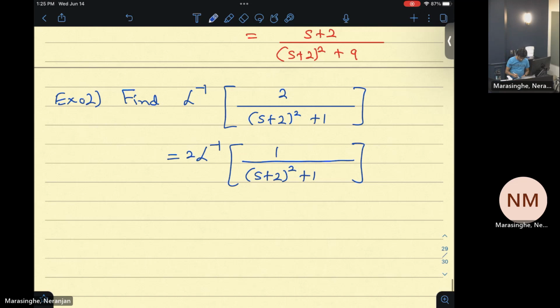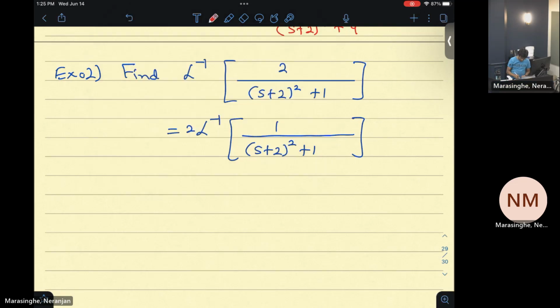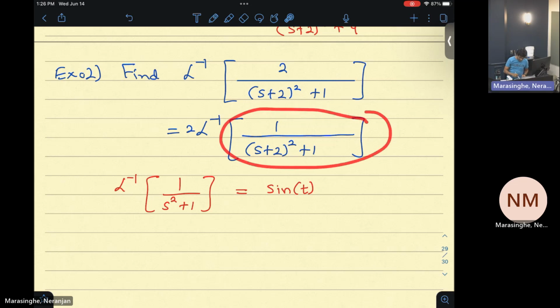But what can you say about the inverse Laplace transform of 1 divided by s square plus 1? What can you say about this one? Sine. It's sine, right? Sine t. Okay, because instead of omega we have 1. So this is equal to sine t. Okay, right.